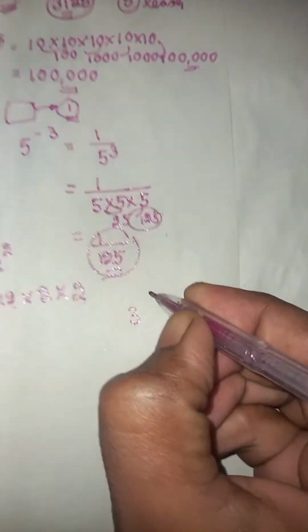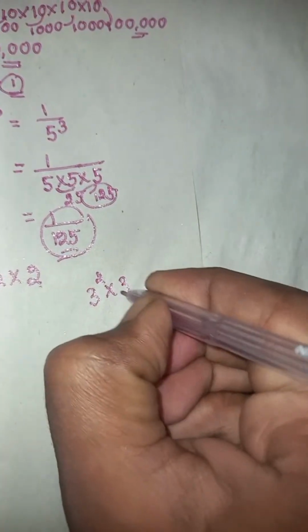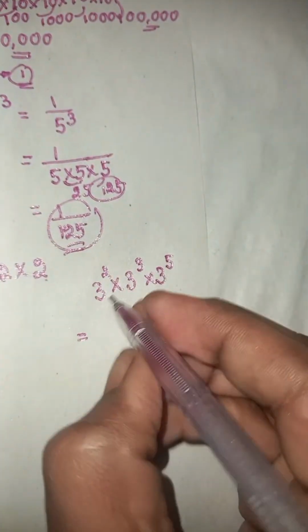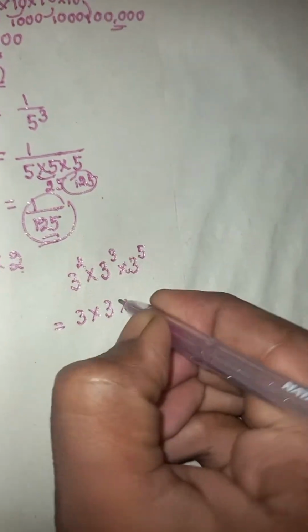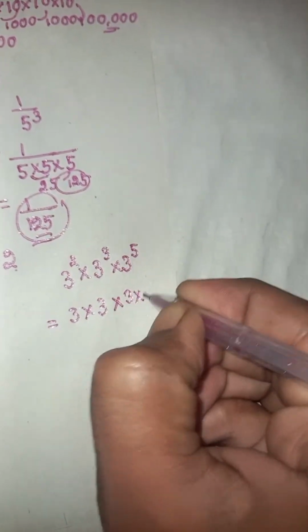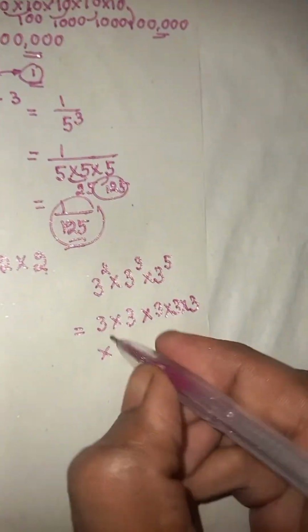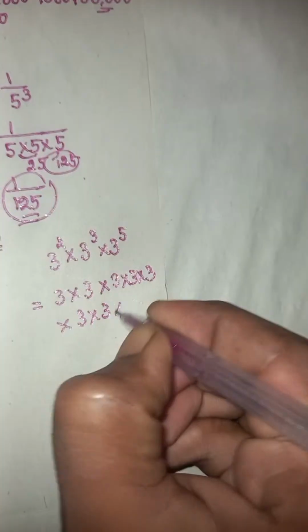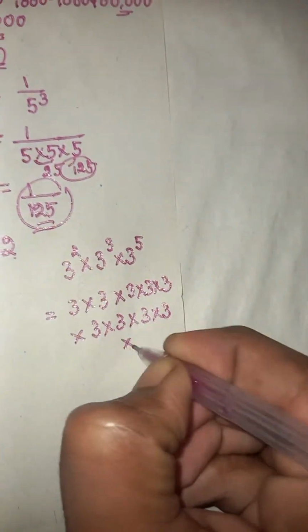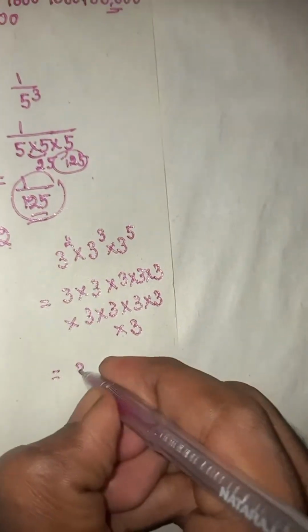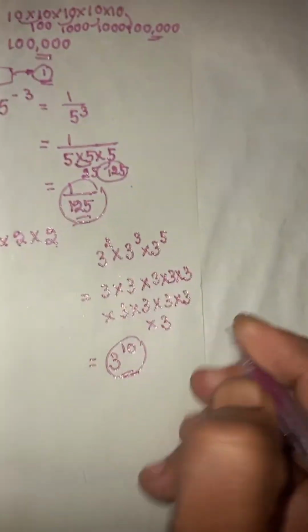Again, one more example: 3 squared times 3 cubed times 3 to the power of 5. In 3 squared you multiply 3 two times. In 3 cubed you multiply 3 three times. And here again you multiply 3 five times. Altogether you multiply 3 a total of 10 times. So you can write it as 3 to the power of 10.